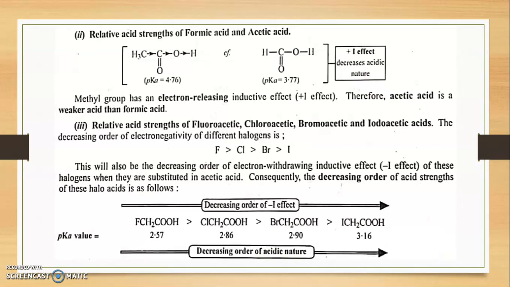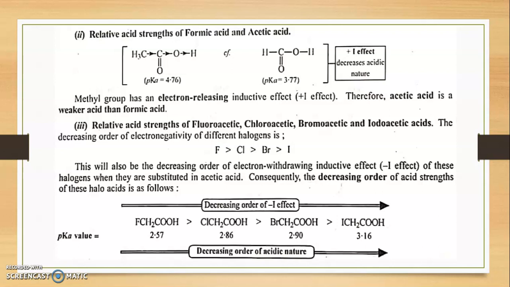Second application is the relative strength of formic acid and acetic acid. We all know the structure of formic acid and acetic acid. In this, the methyl group in the acetic acid has an electron releasing inductive effect, the plus I effect, and hence the acetic acid is weaker than formic acid.